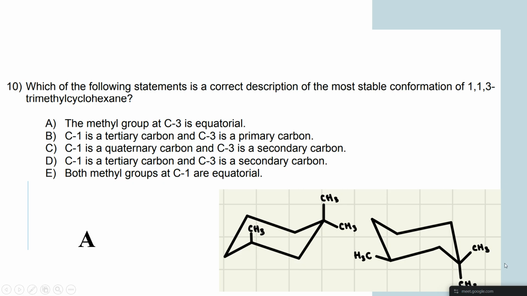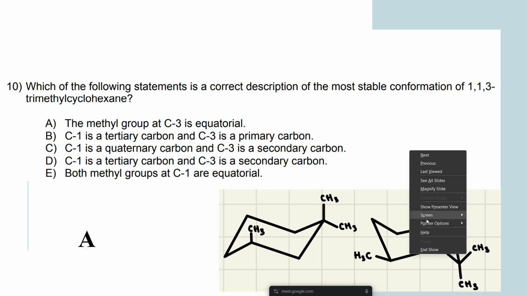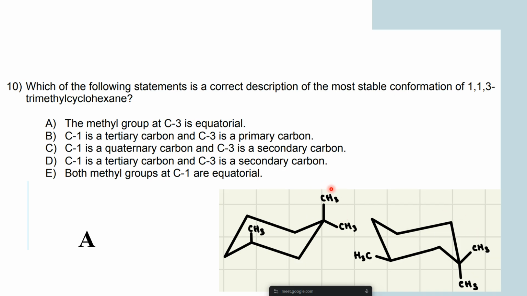Here I have shown two different conformations which are possible for 1,1,3-trimethylcyclohexane. In the first structure, if you notice, there are two methyl groups at the first position, out of which one is axial and the other is equatorial. And in this first structure, the methyl group at the third position is axial.